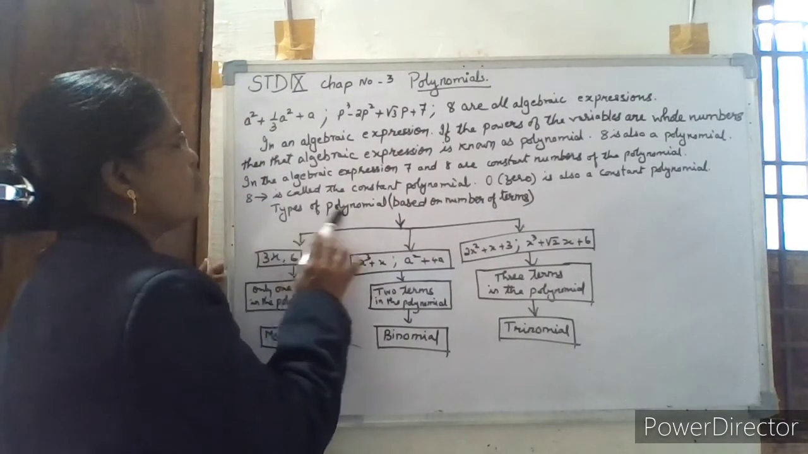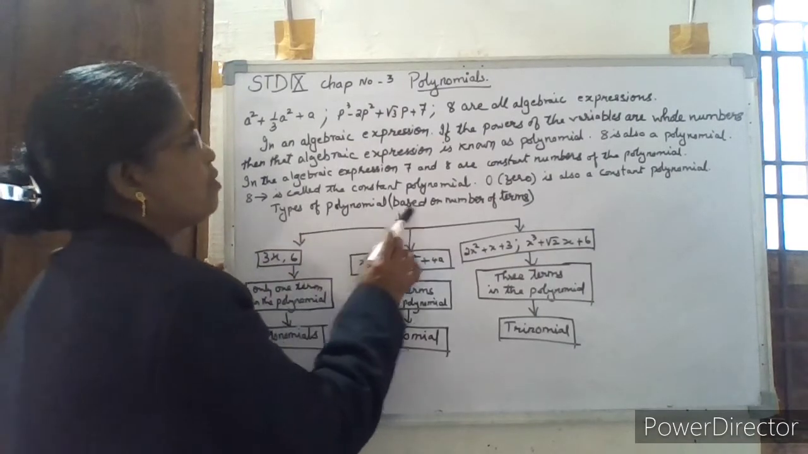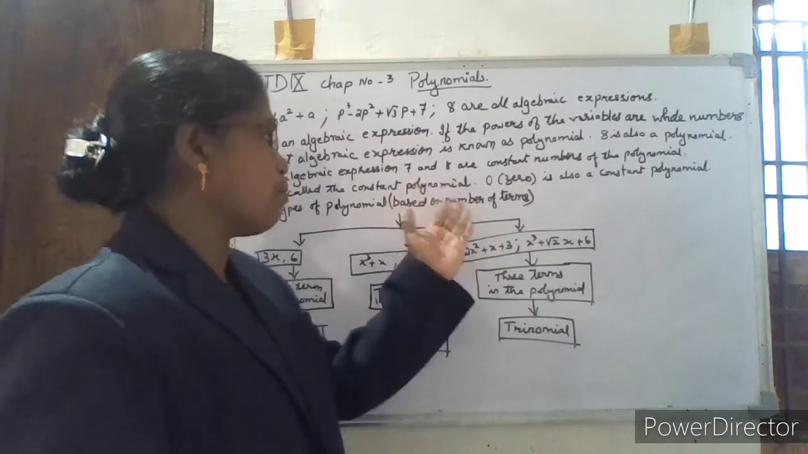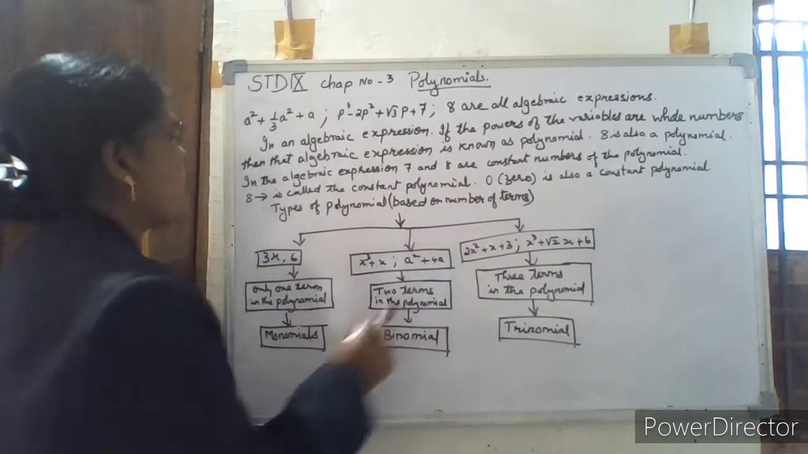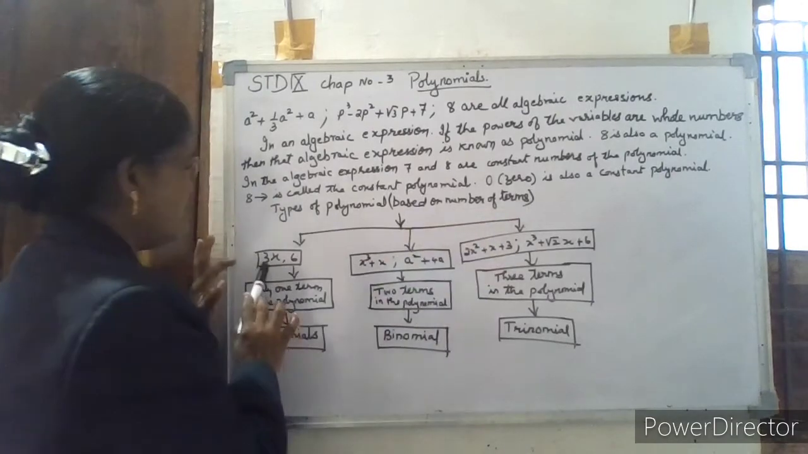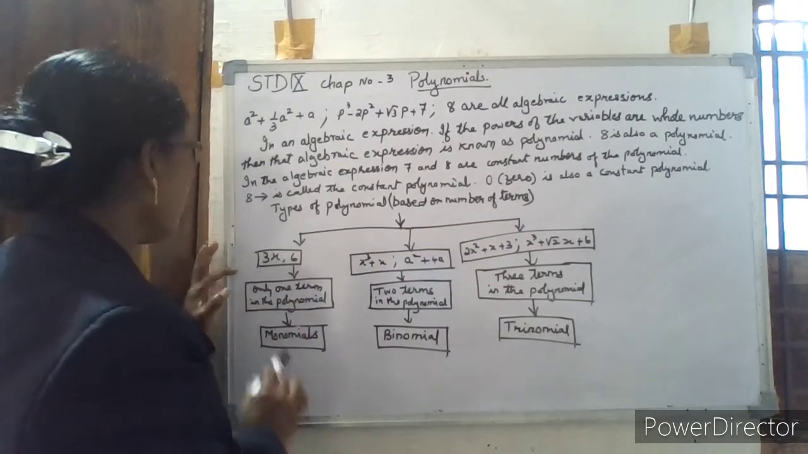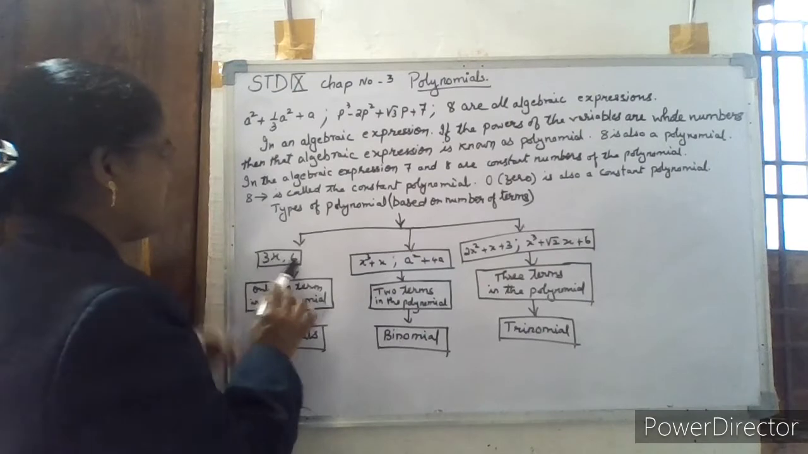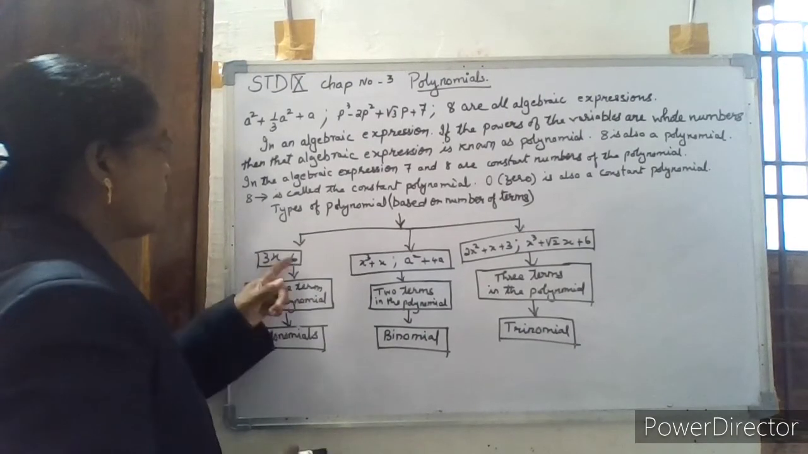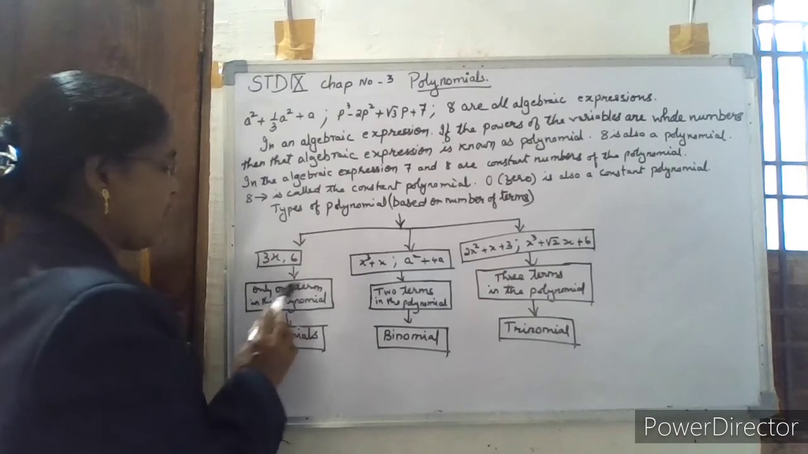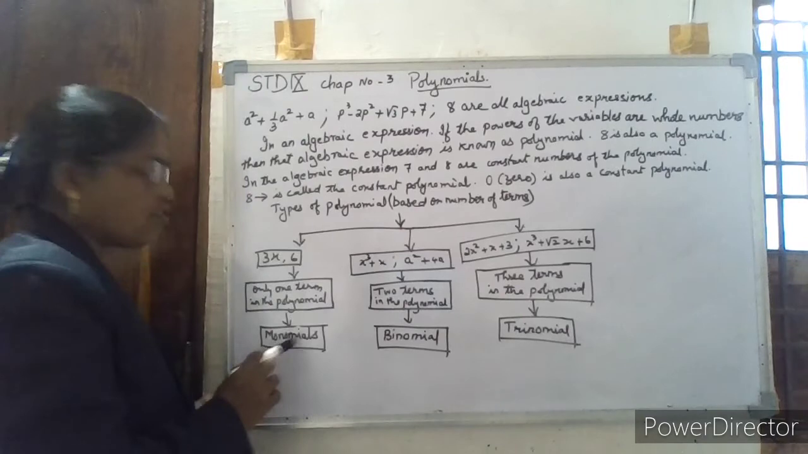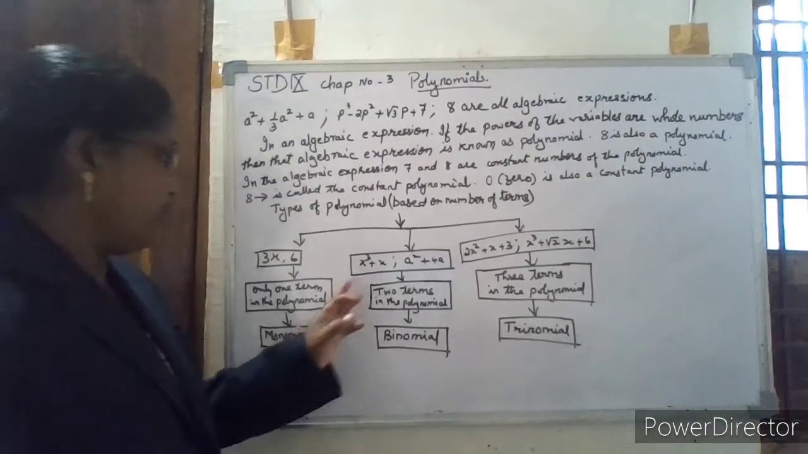Now, we will learn types of polynomials based on number of terms. You have already learned this in the primary classes, but still we will recall. See this polynomial. There are two polynomials here. 3x is one polynomial and only 6 is another constant polynomial. So it has only one term in the polynomial. Therefore, it is called a monomial.